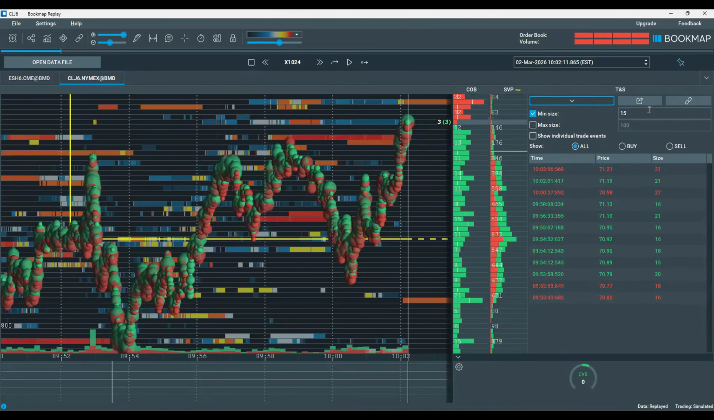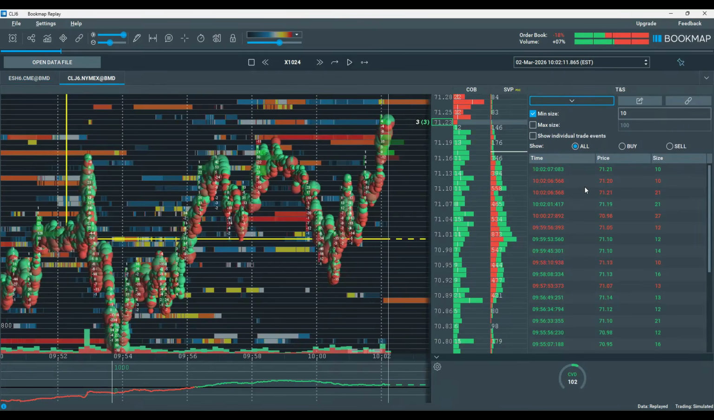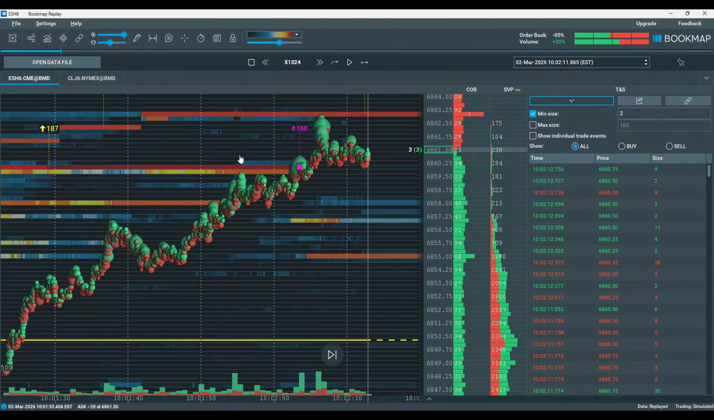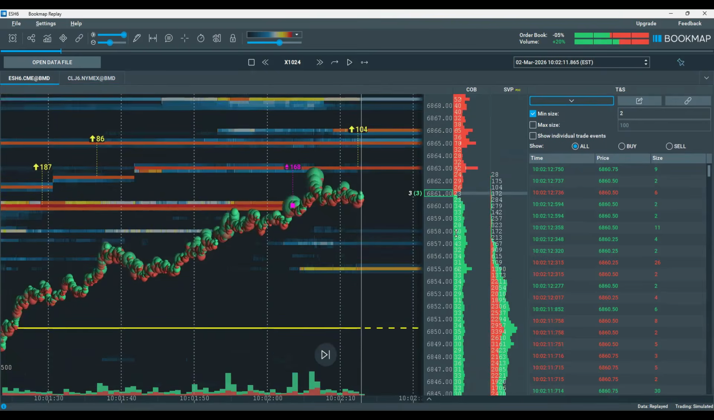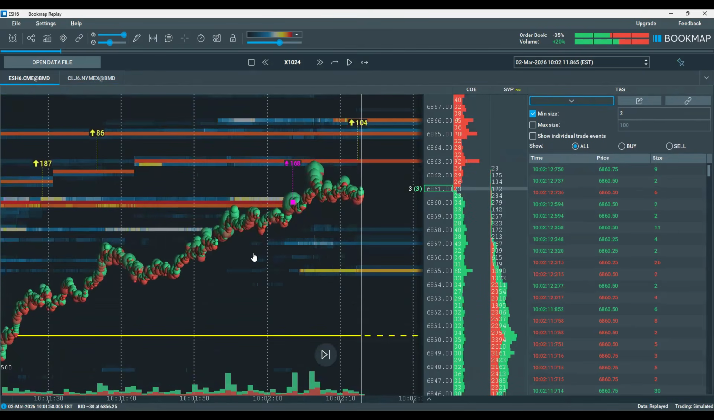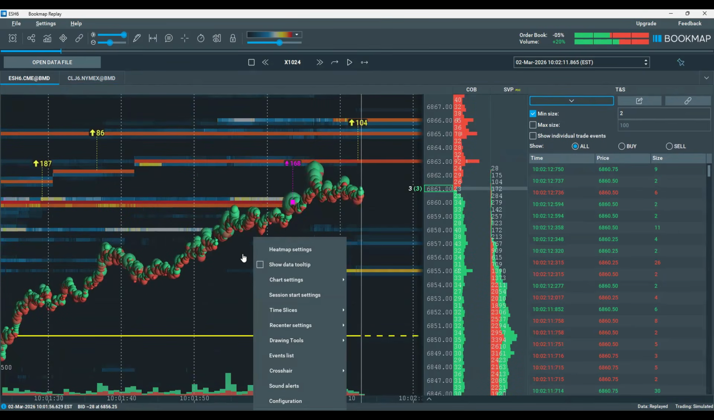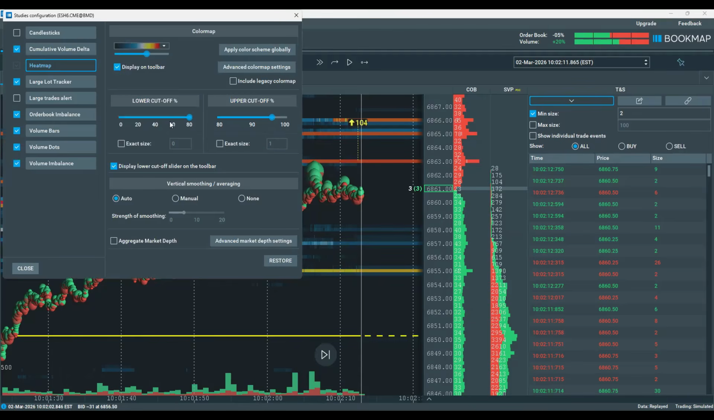And then for CL, I do about 10, since it's a little bit less liquid. And then another thing, your heat map won't look like mine when you first set up. You would have to right click on the heat map itself, hit heat map settings, and then you'll see lower cutoff and higher cutoff. I'm assuming your lower cutoff will be somewhere at like 20 or 40, and the upper cutoff will be at probably like 90.